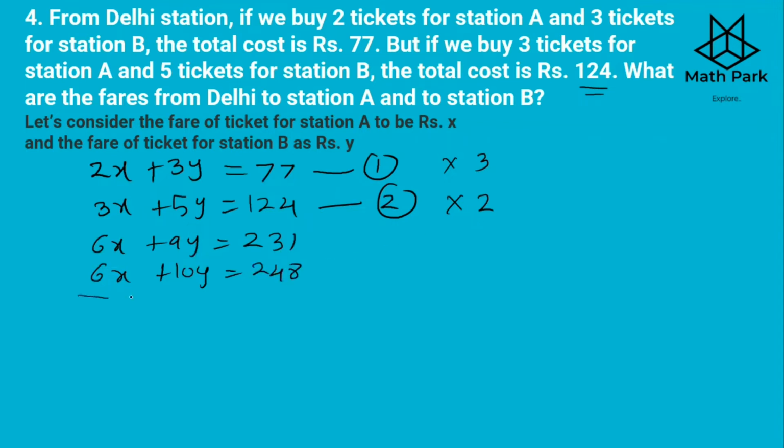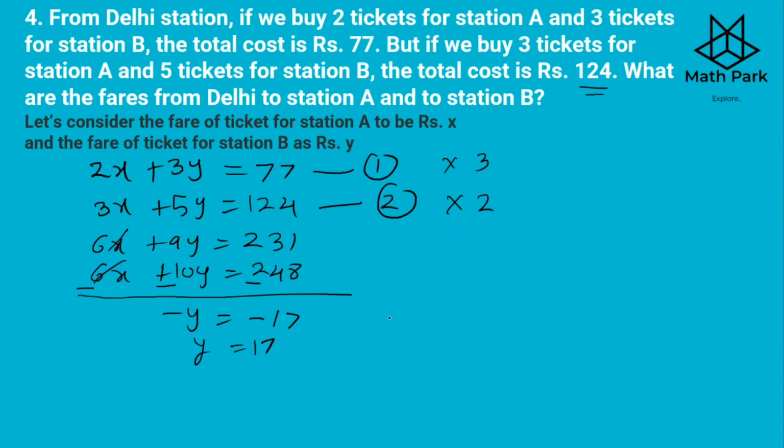Okay, now to eliminate x, we'll have to subtract the equations and the signs are changed. So each sign changes. 6x minus 6x is 0. 9y minus 10y is minus y. And 231 minus 248. 8 minus 1 is 7, 4 minus 3 is 1, 2 minus 2, 0, minus 17 we get. So we get y is equal to 17.